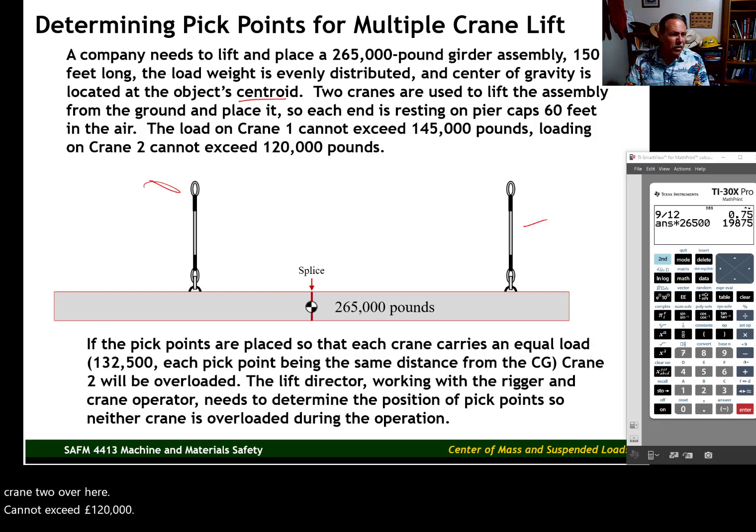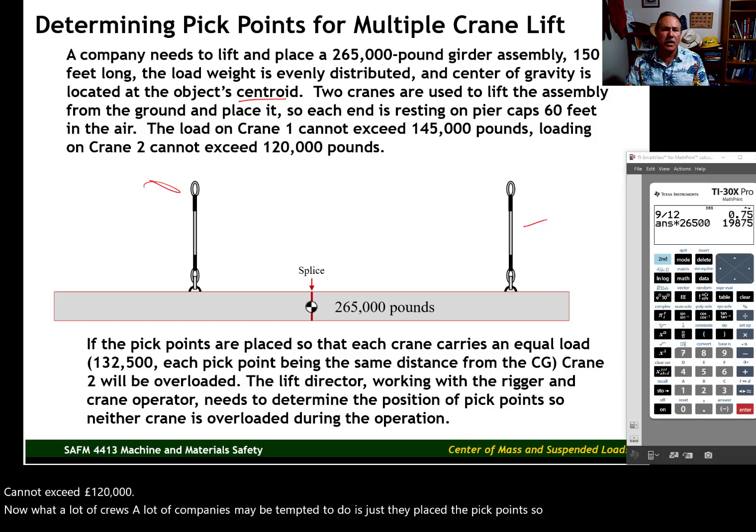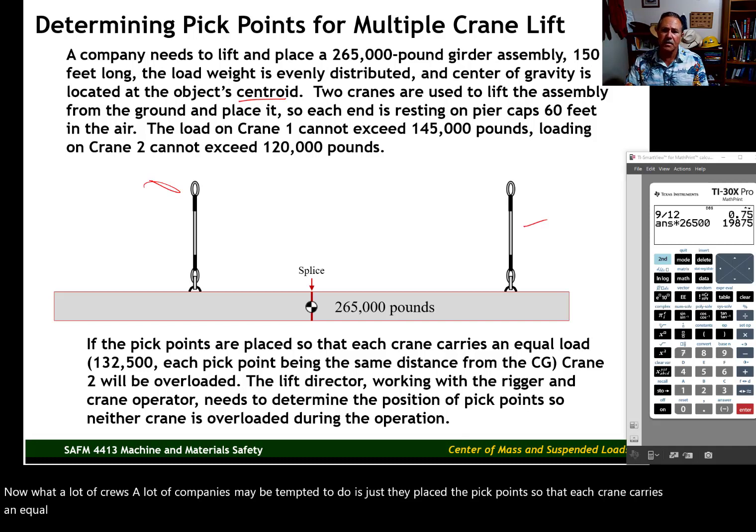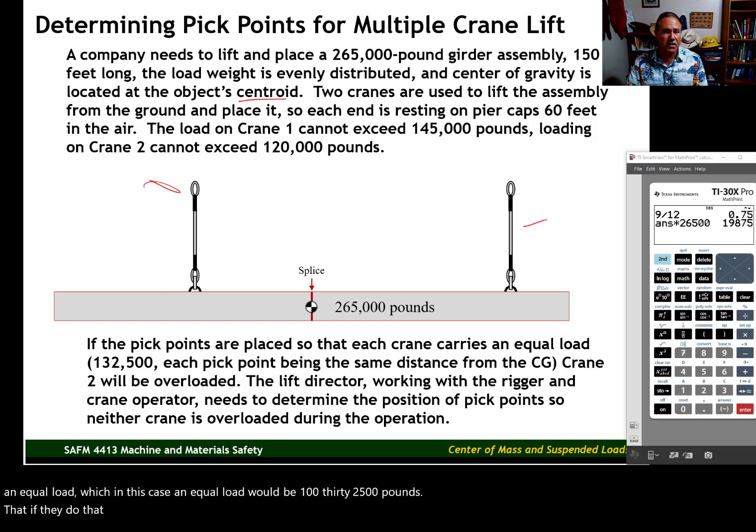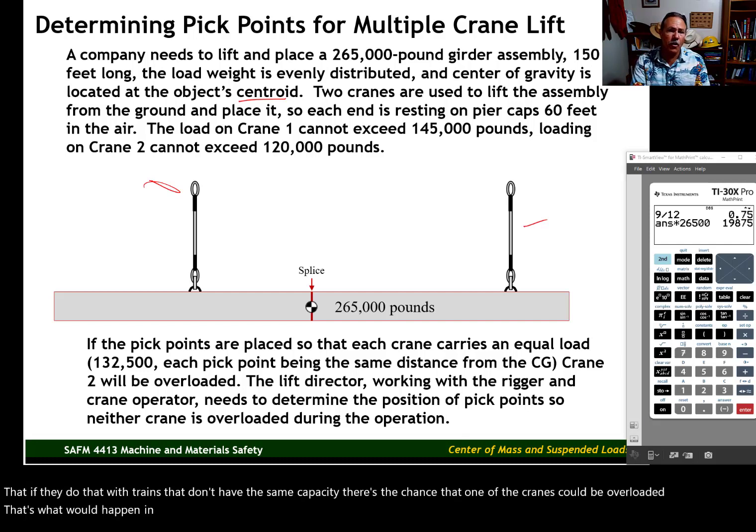Now, what a lot of crews, a lot of companies may be tempted to do is place the pick points so that each crane carries an equal load, which in this case would be 132,500 pounds. But if they do that with cranes that don't have the same capacity, there's the chance that one of the cranes could be overloaded. That's what would happen in this situation. Again, crane 2 is only good for 120,000 pounds.